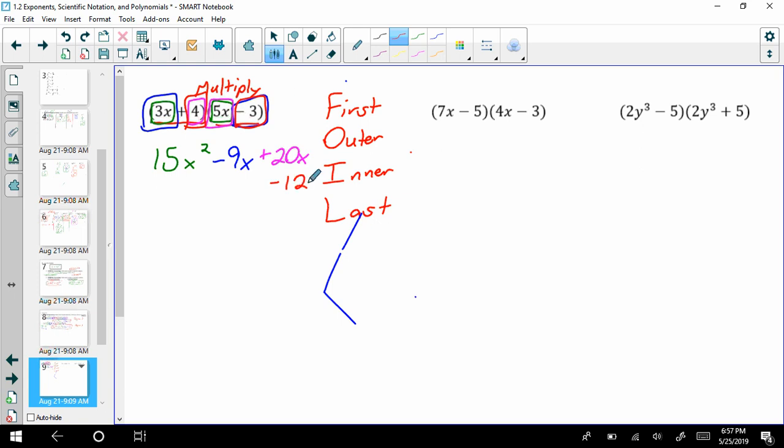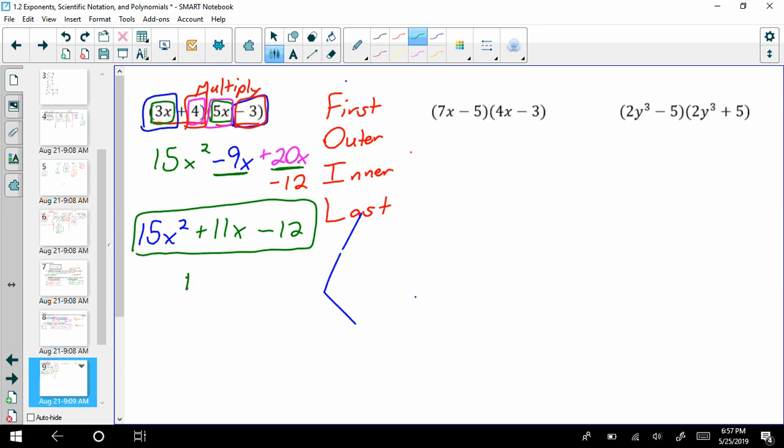The last step would be to combine any like terms. Well, I only have one squared term, so 15x squared. But I do have a negative 9x and a 20x. So negative 9 plus 20 is 11x, and then my minus 12. So there is my polynomial. If they asked for it, the degree is 2. That is the highest exponent. Okay, let's try the next one.